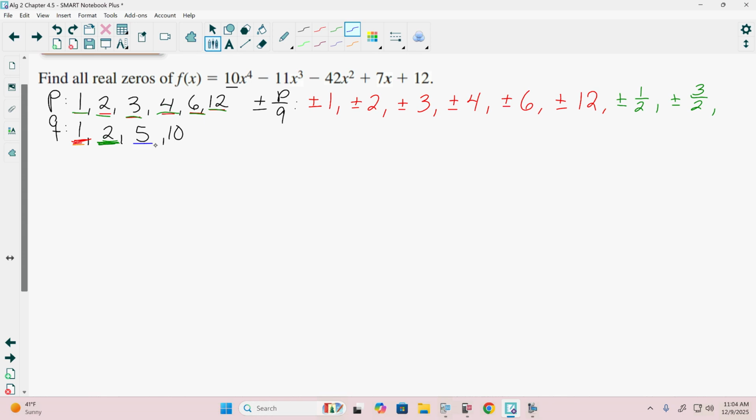Now we're going to move on to 5. Well, 1 over 5 is 1/5. Then we do 2 over 5, which would be 2/5. 3 over 5, 3/5. 4 over 5, 4/5. 6 over 5, 6/5. And lastly, 12 over 5, 12/5.